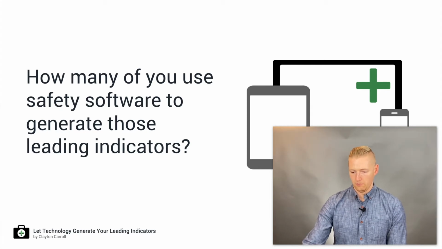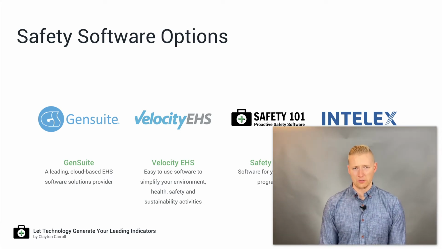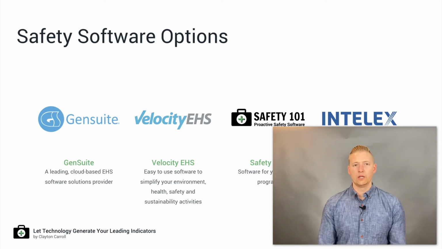Obviously it's what I'm most familiar with, but going to the next slide, there are a lot of safety software options out there. For example, you have GenSuite, and they say that they're a leading cloud-based EHS software solutions provider. There's also Velocity EHS. They define their software as easy-to-use software to simplify your environment, health, safety, and sustainability activities. Then there's Safety 101, software for your safety program. And then there's Intellex. They say they're the world's leading environmental health, safety, and quality management software solution. I'm using Safety 101. It's the system I know best. But besides these 4 right here, there are so many options out there.